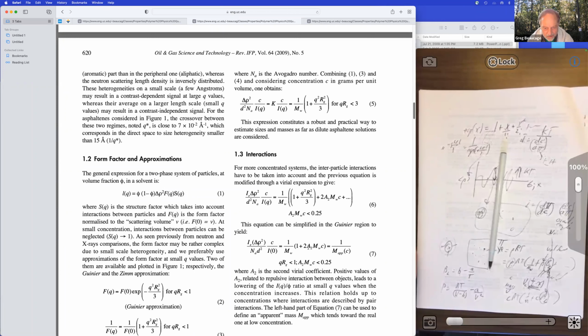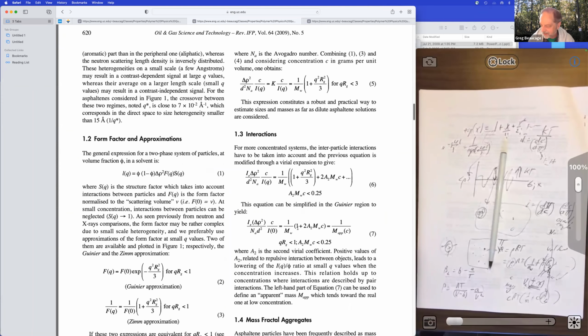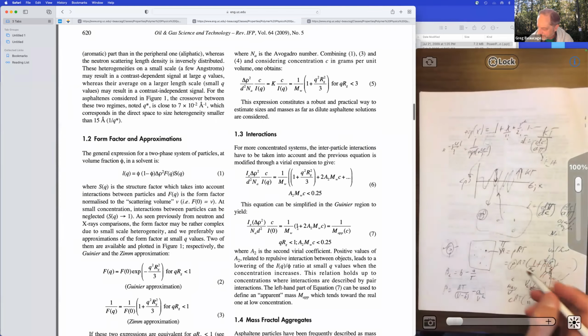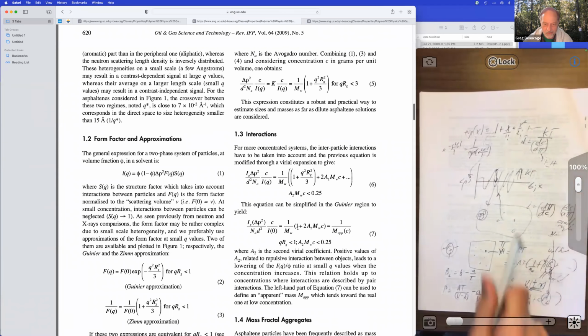It's got A2 in it instead of B2 because the concentration is in grams per cc. It's a mass concentration instead of a volume fraction. So A2 is kind of an odd beast here. It's not what you'd expect from a virial coefficient, which should be just volume. It's got this mass term in it too.